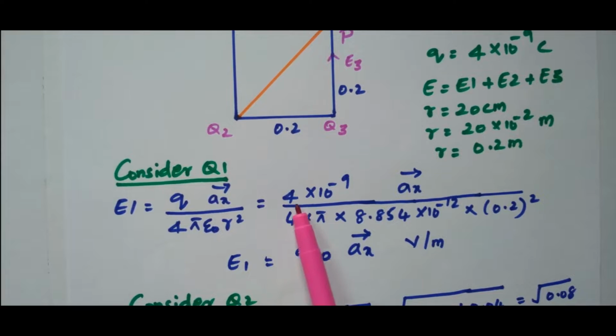Q is 4 into 10 to the power minus 9 divided by 4 into pi into epsilon naught, which is 8.854 into 10 to the power minus 12. We consider air as the medium, so epsilon R equal to 1. And R value is 0.2, so 0.2 square. So what we got? E1 equal to 900 AX, volts per meter, right? So while considering Q1, the E1 value will be 900, only one component. Now consider Q2.